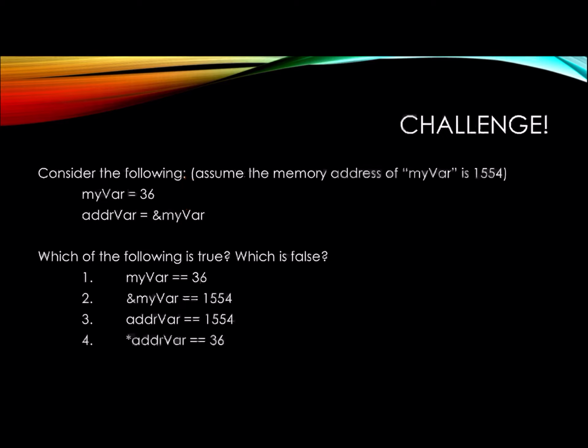To present you an example, I have a very simple one. I have here a variable which is an integer, int myvar is equal to 36. So basically we put 36 into this variable, and we have a pointer, addr var, is equal to ampersand myvar. So which of the following is true? Remember, myvar is just a regular variable, and addr var is a pointer.